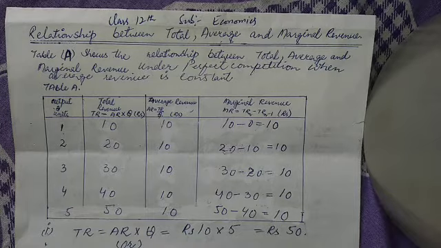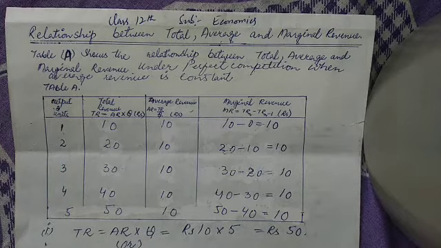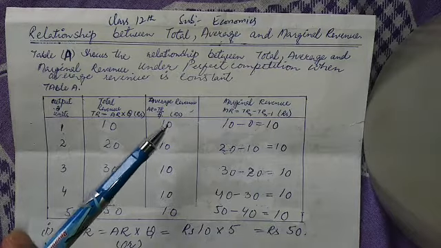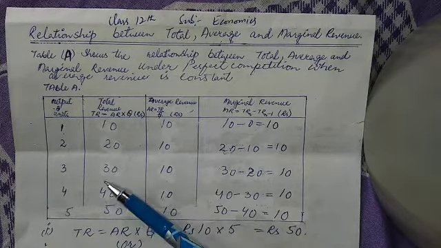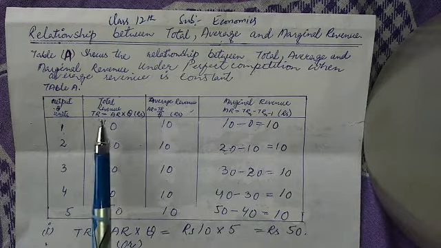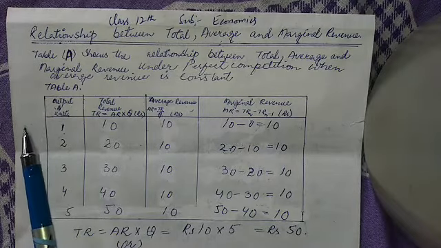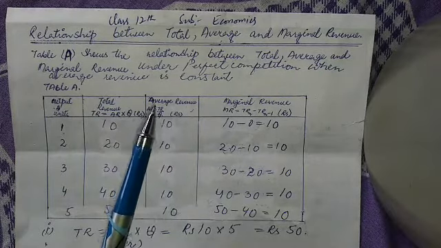Let us assume that price is rupees 10, implying the firm's average revenue is rupees 10. It implies that the firm can sell 10, 20, 30, 40, 50 or any quantity at the existing price of rupees 10. Thus emerges table 1, this table A, showing average revenue, total revenue, and marginal revenue.